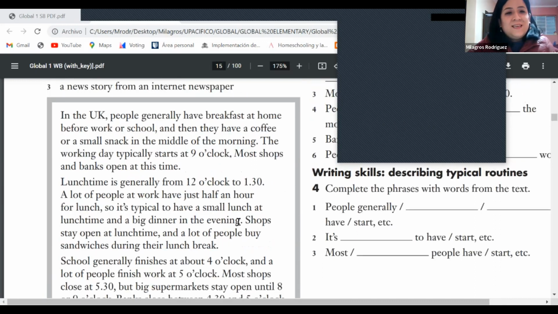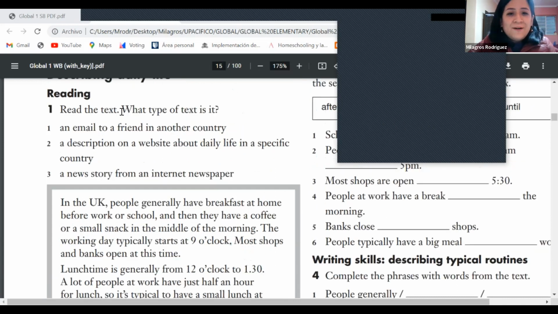So my question is this. What type of text is it? Option 1, an email to a friend in another country. Option 2, a description on a website about daily life in a specific country. Or option 3, a news story from an internet newspaper. What do you think?